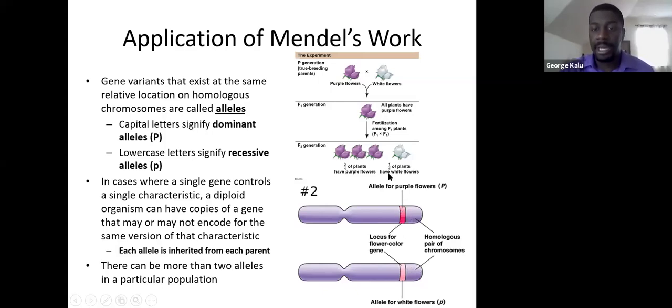For example, here we're looking at purple flowers and white flowers. Here we would have an allele for purple flowers on one chromosome, inherited from one parent, and on the other chromosome, inherited from the other parent, we might have an allele for white flowers. These are variations of the same gene, but their DNA sequences are a little bit different.